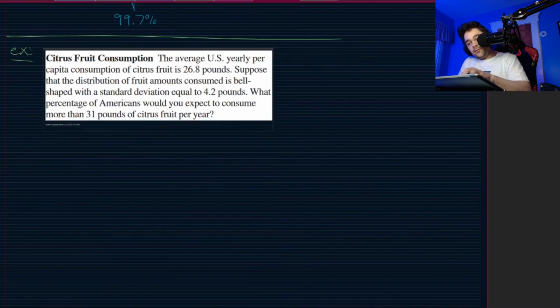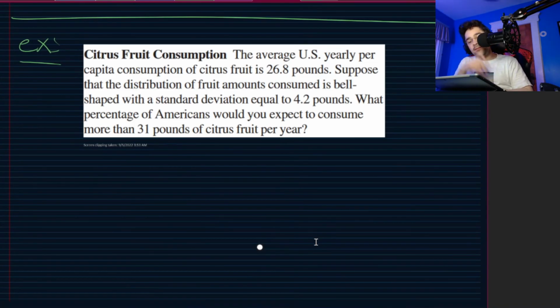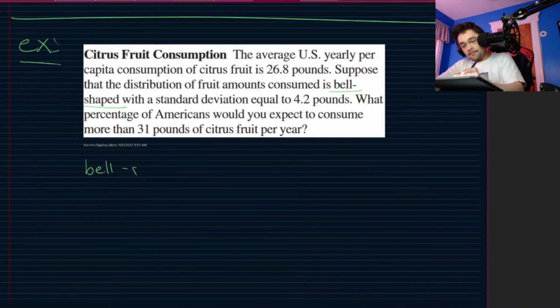Okay, so I've got this question here from the book. It took me a while to actually find a good question. It says here, the average U.S. yearly per capita consumption of citrus fruits is 26.8 pounds. Suppose that the distribution of fruit amounts consumed is bell-shaped with a standard deviation of 4.2 pounds. So the bell-shaped here tells us that it's a normal distribution, in which case we want to use the empirical rule, right? So bell-shaped implies normal. So we want to use the empirical rule rather than Chebyshev's theorem to find this stuff that they're asking about.